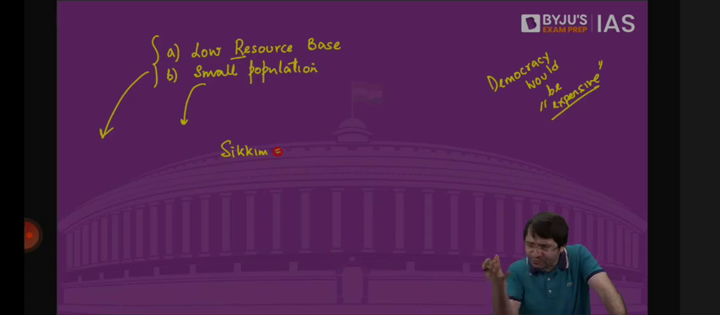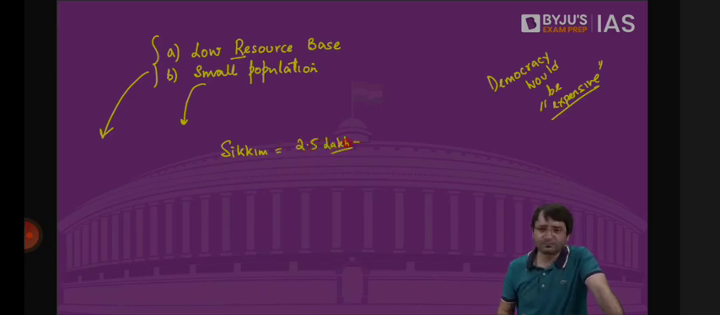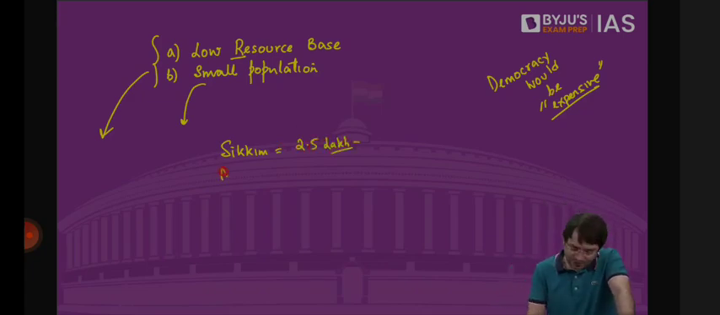We have discussed that in Article 2. Then in 1975, it became a full-fledged state. And when it became a full-fledged state, not the UT, full-fledged state, its population was 2.5 lakhs. When Mizoram and Arunachal Pradesh were given statehood, their population was 6 lakhs and 8 lakhs.